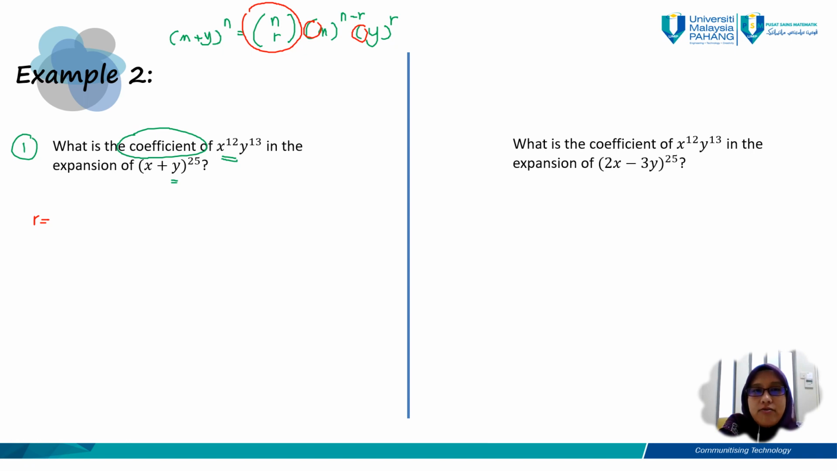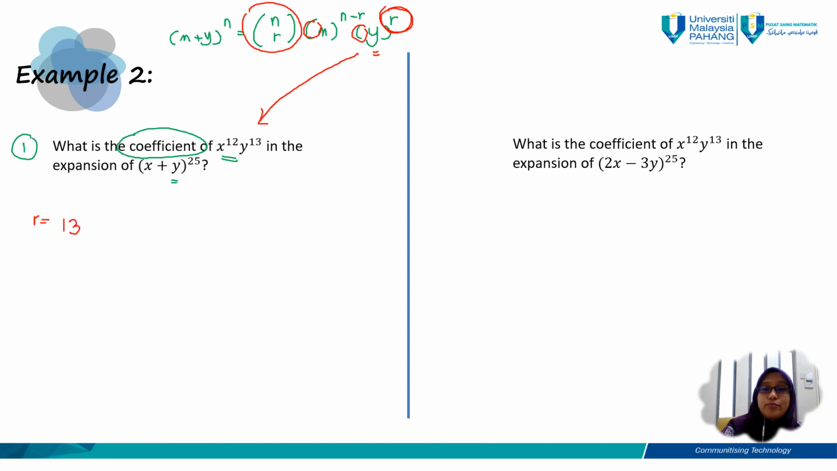Based on the formula, r is at the y term. It's easy for us to find the value of r from the y term. So just compare with this one. From here, we can get the value for r. r is equal to 30.